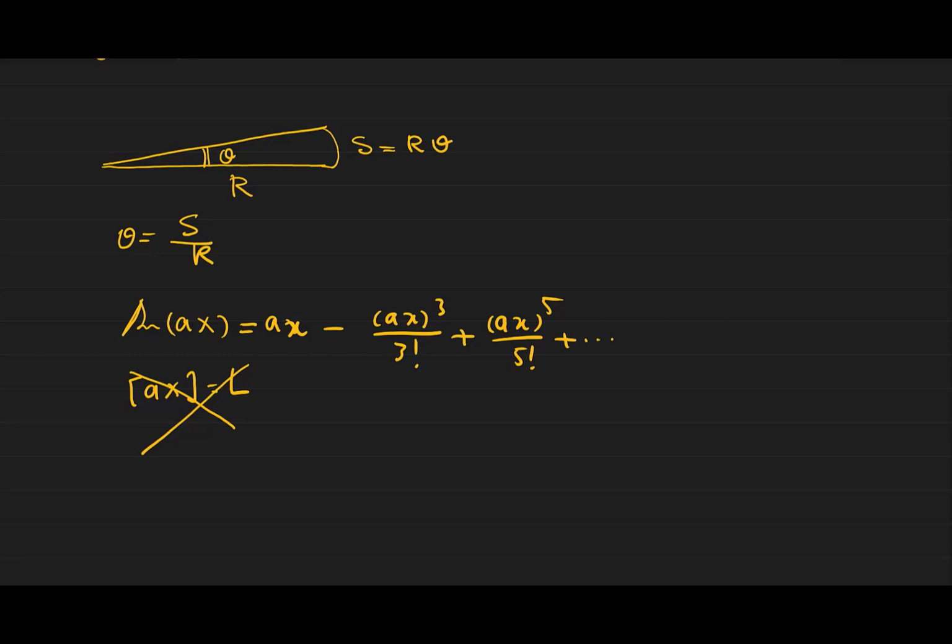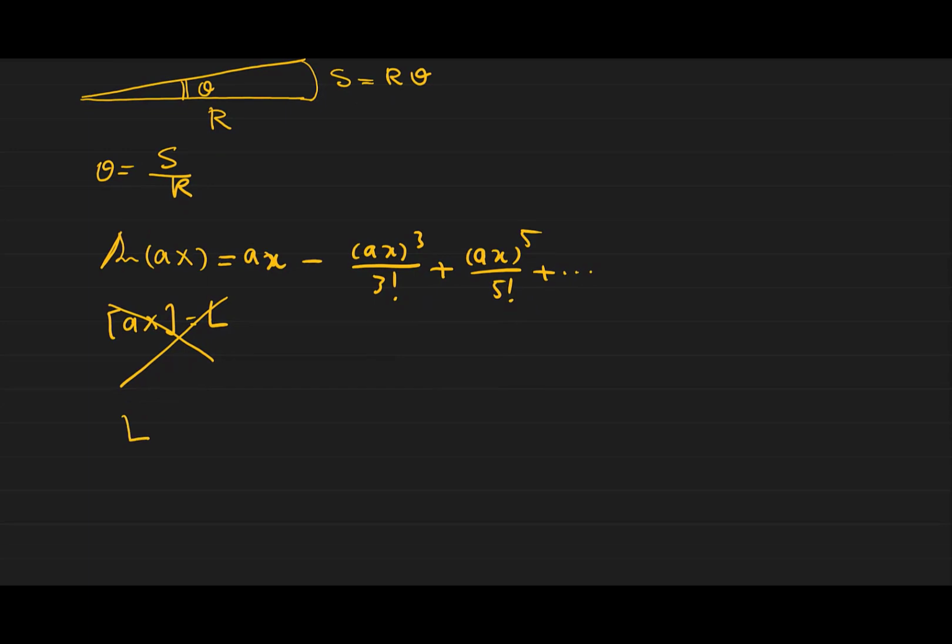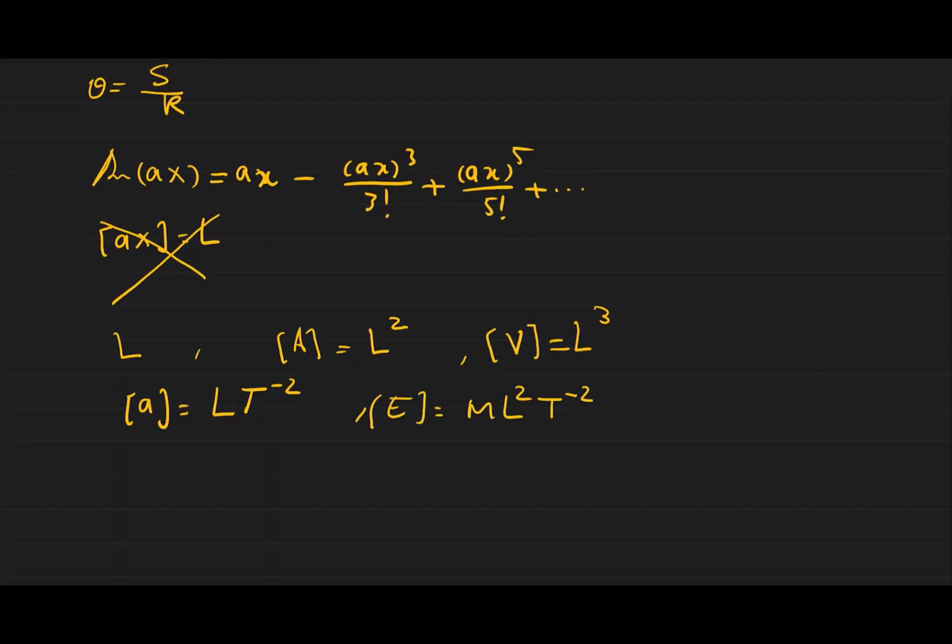Let's consider length. Its dimension is L. The dimension of area is L squared, and the dimension of volume is L to the power 3. Dimension of acceleration is L t to the power minus 2, and the dimension of energy is M L to the power 2 t to the power minus 2. All of these are in the form of a power law. Does there exist any other function?